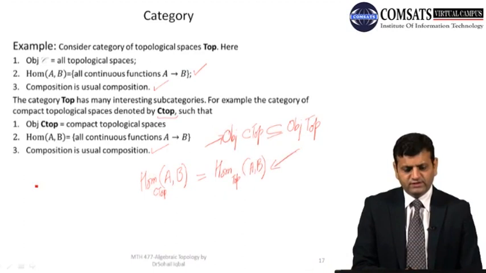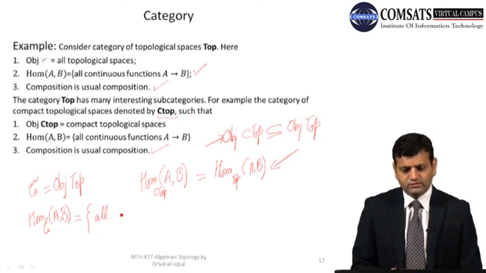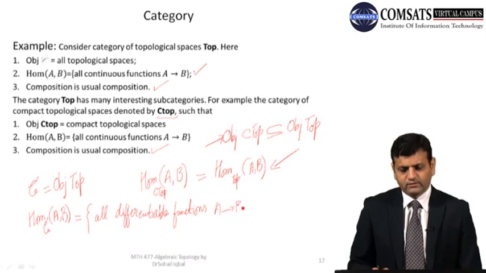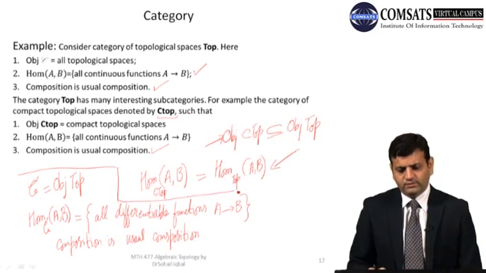So for example, let's consider another category, let's say C prime. Take its objects to be objects of the topological spaces, and take hom from A to B, for any two objects in this category C prime, to be all differentiable functions from A to B, and take the composition to be the usual composition. So this is the category C prime.